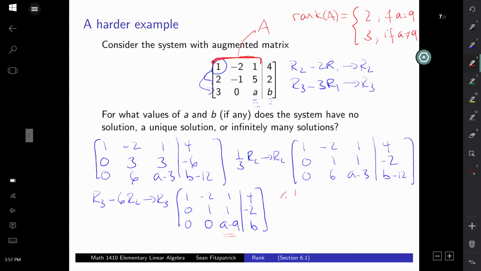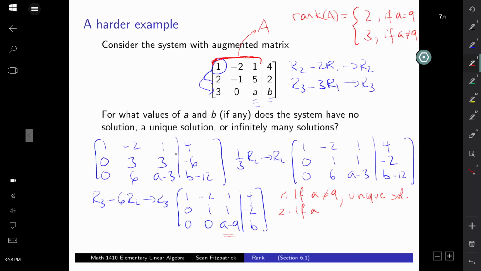Well, the first one: if A is not equal to 9, then we'll get a leading one in each one of the columns, and then we know we've got a unique solution, right? Doesn't matter what B is. As long as A is not equal to 9, I've got a leading one in each one of the variable columns, and I'm guaranteed a unique solution. The rank is maximum in that case.